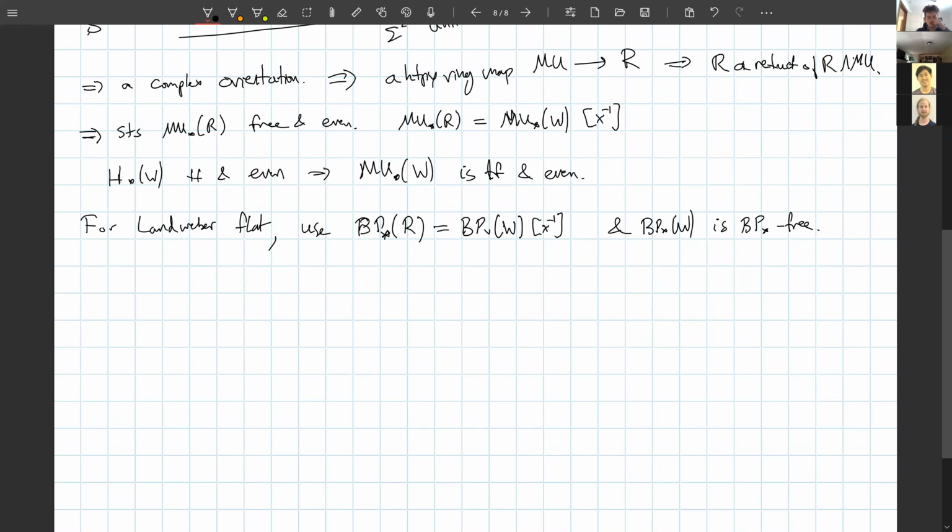But the only failure to be BP star free relates to the fact that we inverted this one particular class, and so we can understand it. So, you know, check it.